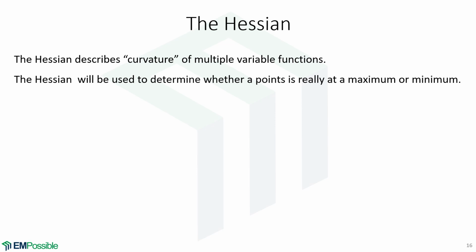We will need the Hessian. The Hessian is something that roughly describes curvature when we have multiple variable functions. Now, this makes less sense, let's say, when we have a six-dimensional space. But if you can imagine curvature of a six-dimensional space, I can't. That's what the Hessian is doing. And so we're going to use the Hessian to determine whether we have a maximum or a minimum.